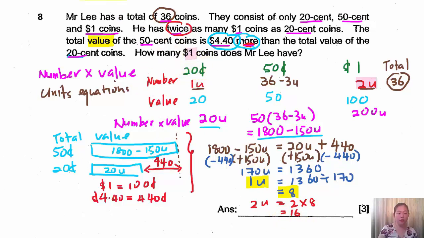Let's recap what we have learned. We learned about number times value. We learned about units equation. We learned about twice, which is times as many. And we also learned about more than or less than.